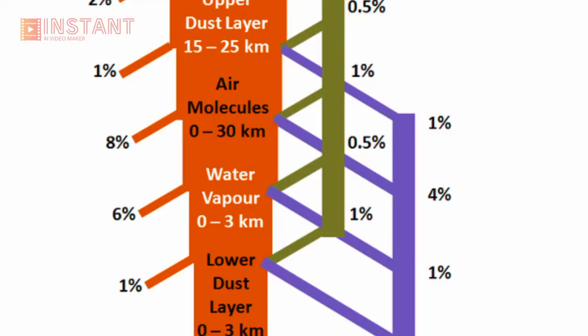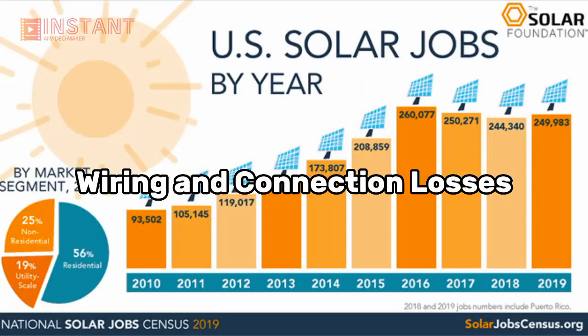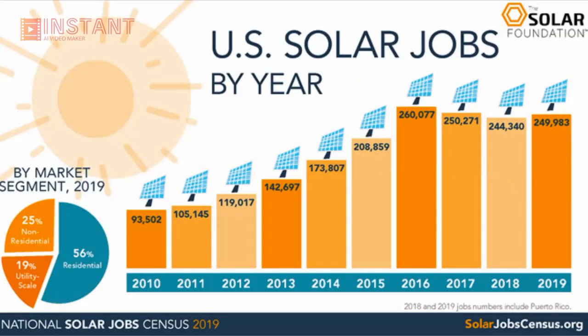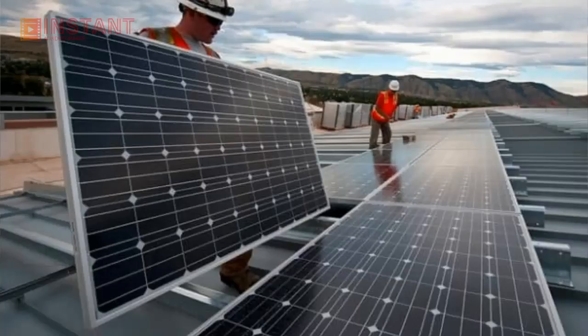Number 7. Wiring and connection losses. Resistance in electrical wiring and connections can cause power losses. Poorly sized or low-quality wiring can lead to voltage drops and reduced system performance.